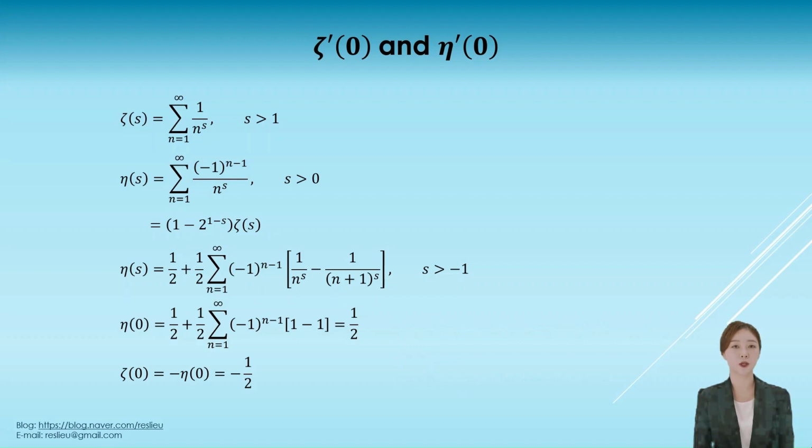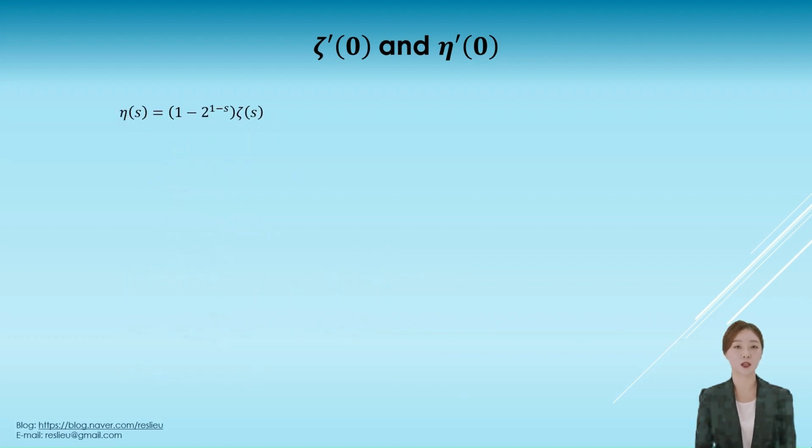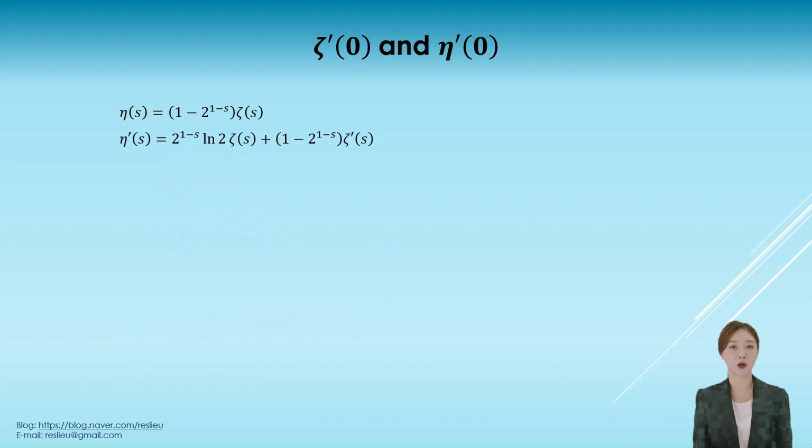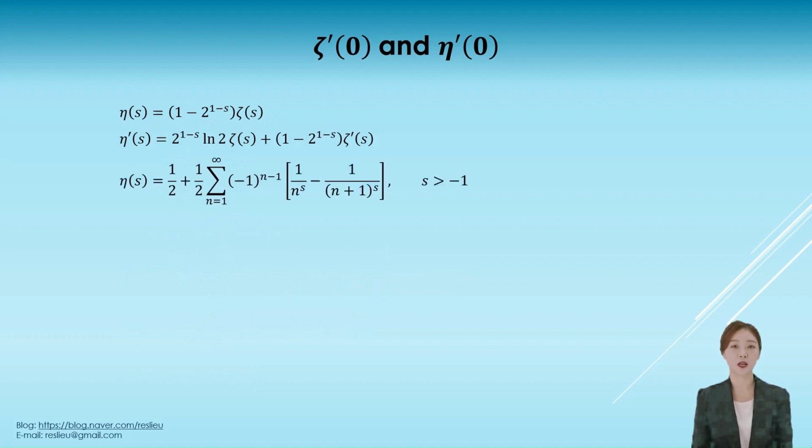In the relation between the zeta function and the eta function, when differentiating the eta function, 1 minus 2 to the power of 1 minus s in the parentheses is minus 2 to the power of 1 minus s times log 2. In addition, we add the differentiation of the zeta function. If we differentiate the eta function that converges in the region above where s is greater than minus 1, the first term 1/2 will be eliminated.